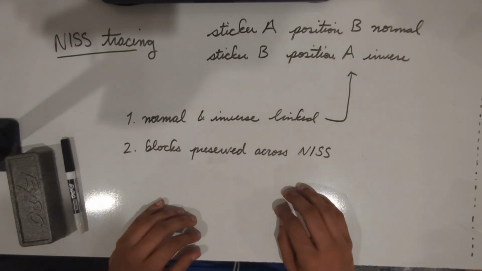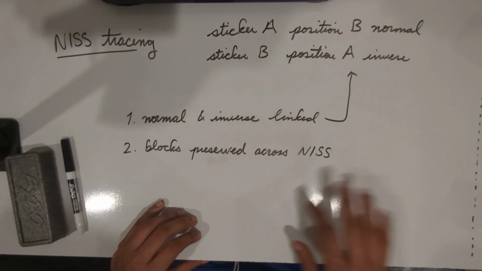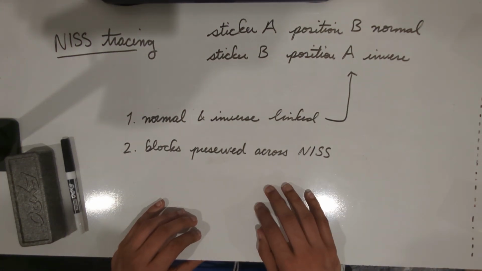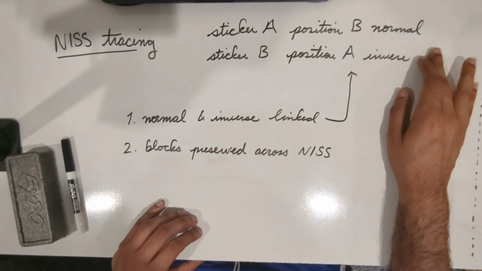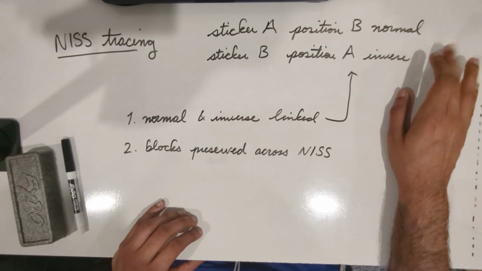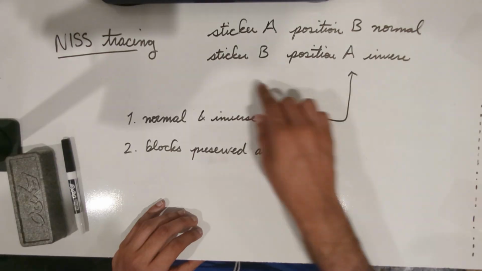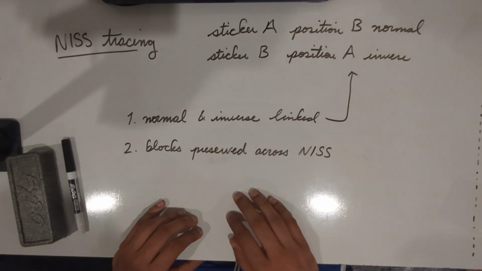You can do a little bit more rigorous proof to show exactly why that's the case, but I hope that the little demonstration was good enough to convince you. So all you need to do is remember this. Sticker A, position B on normal, means sticker B in position A on inverse. Be careful that it's the sticker, not just the piece.